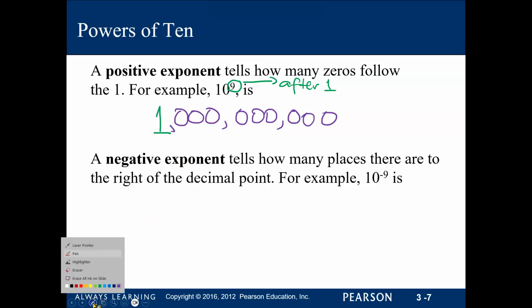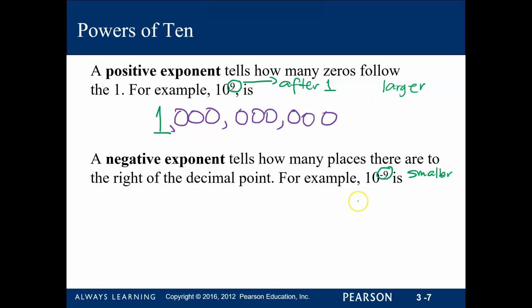Now, when we have negative exponents on the powers of 10, that tells us the number of decimal places to the right of the decimal point. A negative exponent means it's going to be a smaller number, one that involves a decimal. If you have a positive exponent, it's going to be a large number. So with a negative exponent, this will be 0 point, and there should be 9 decimal places before you hit the number 1.